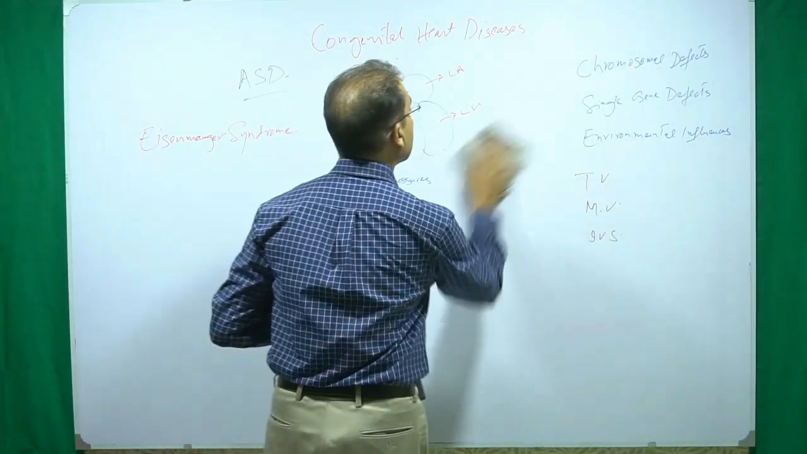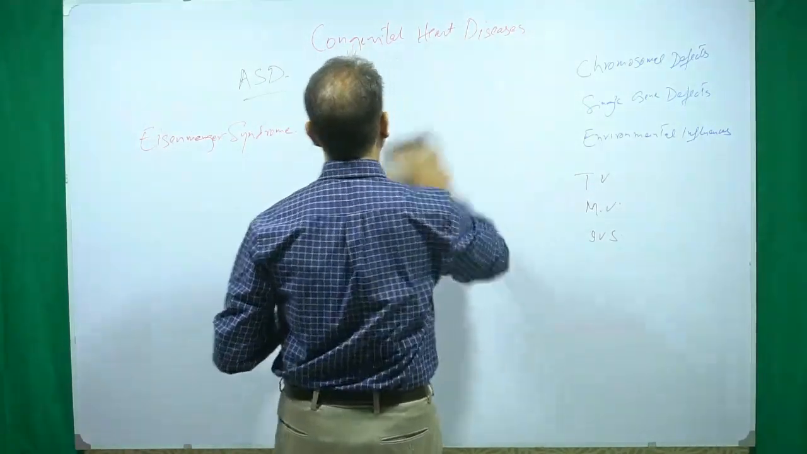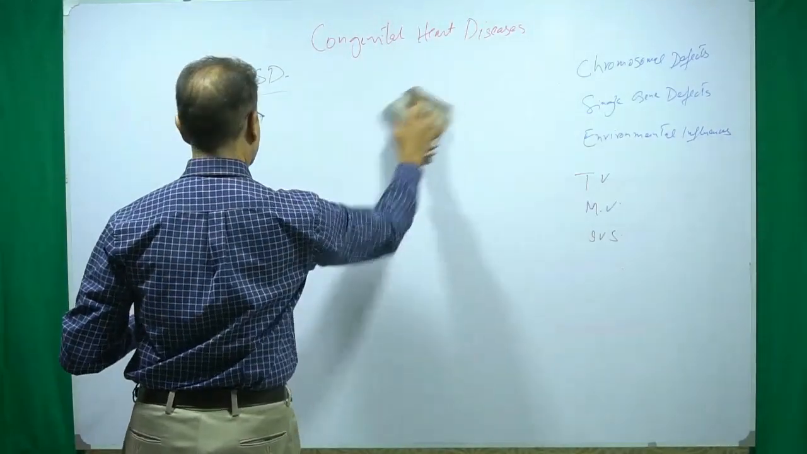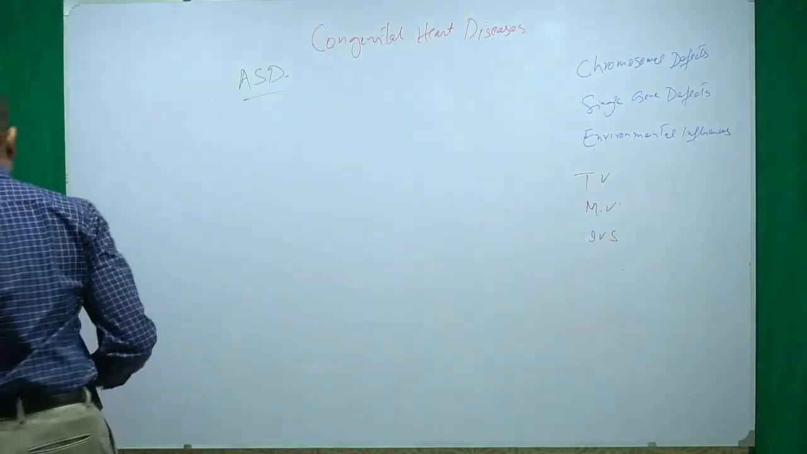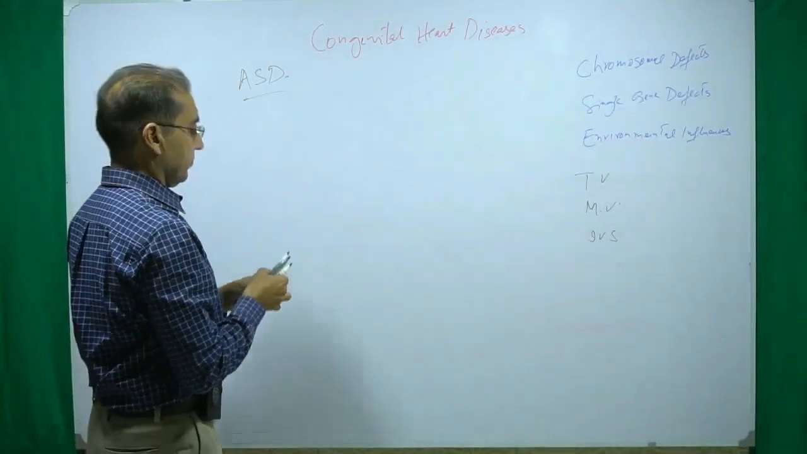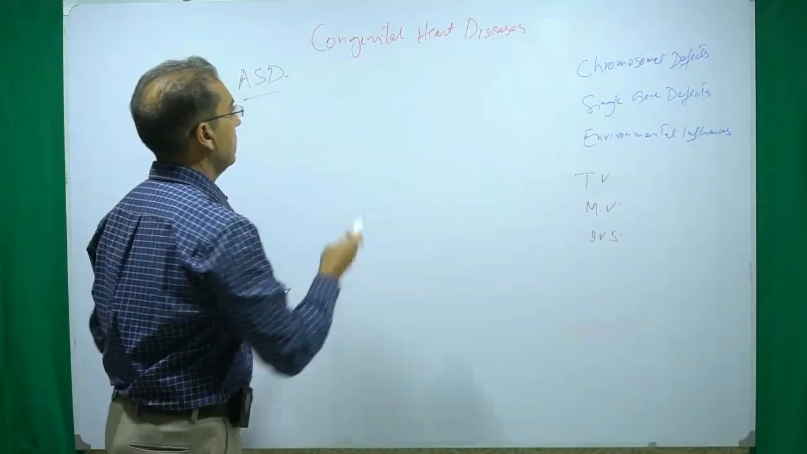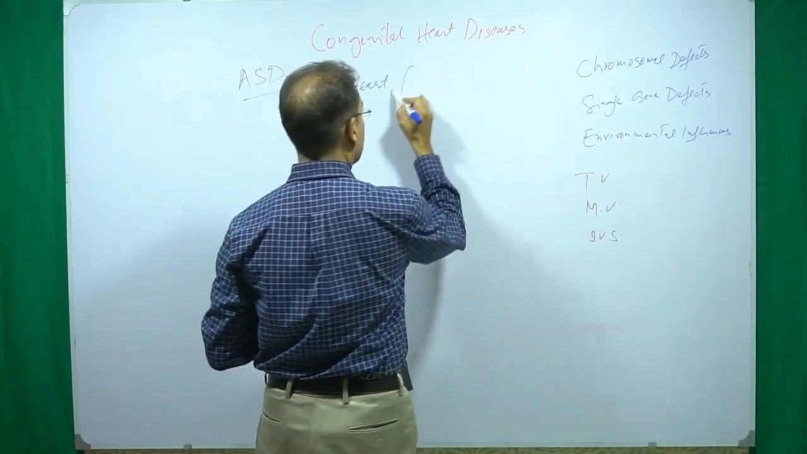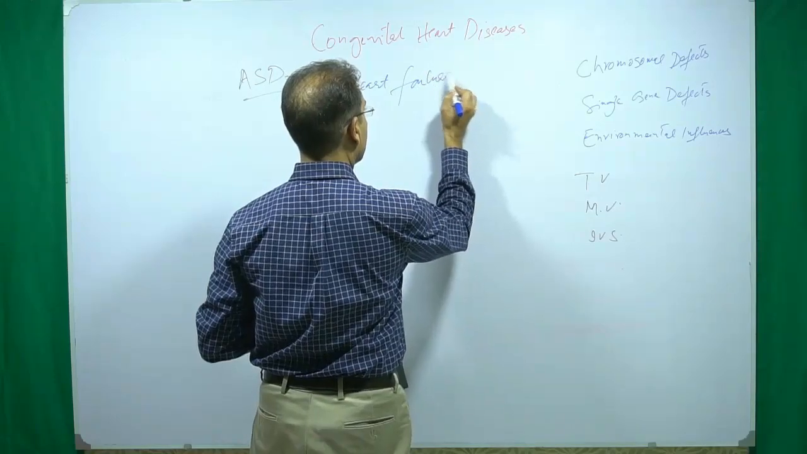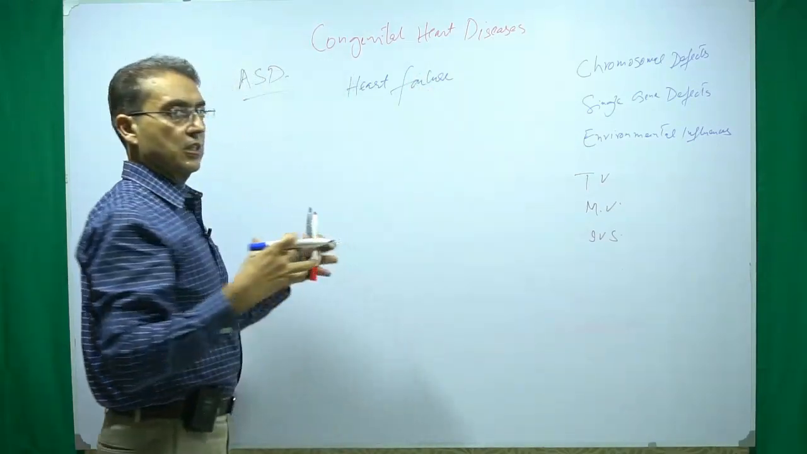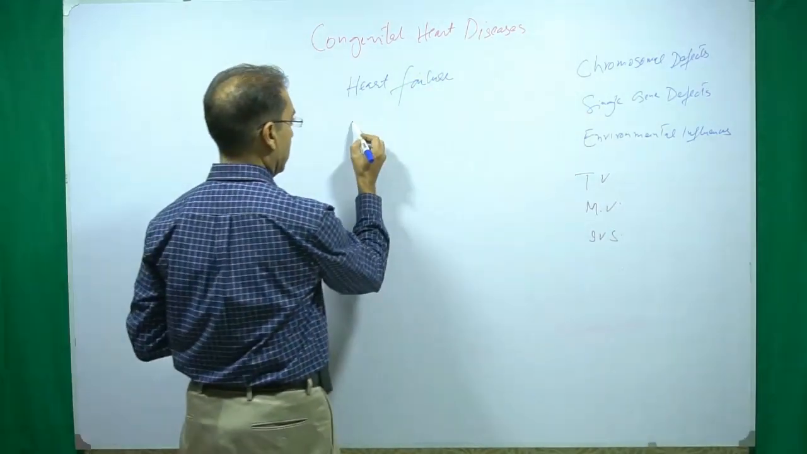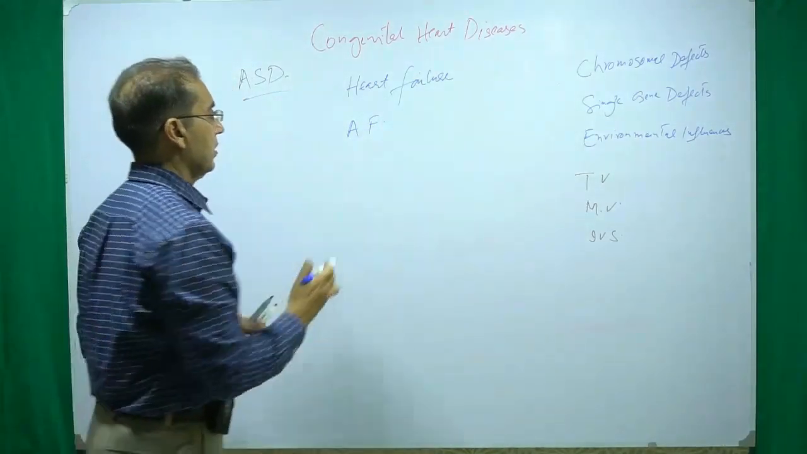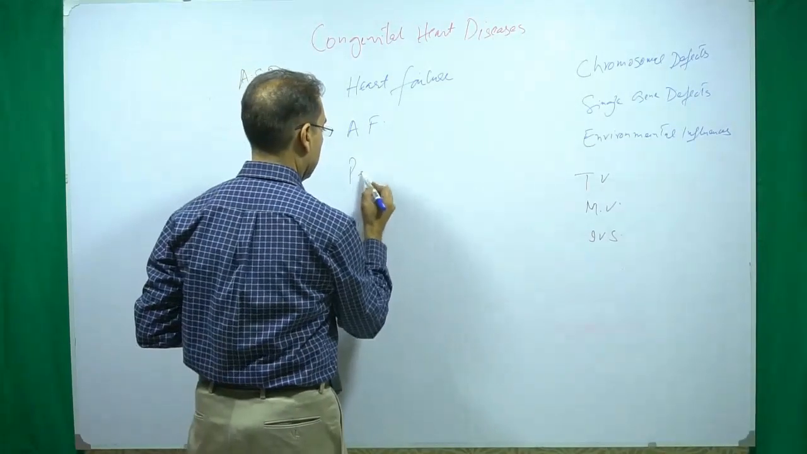Now we see what are the clinical features of an ASD. Clinical features are basically of three types. They are because of the heart failure, they are because of the increasing size of the atrium. You may have arrhythmias, especially atrial fibrillation, and then you've got paradoxical emboli.